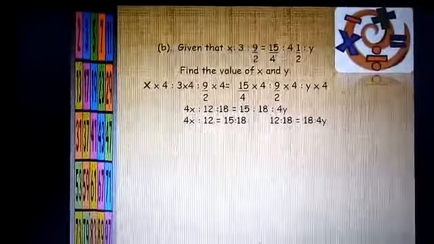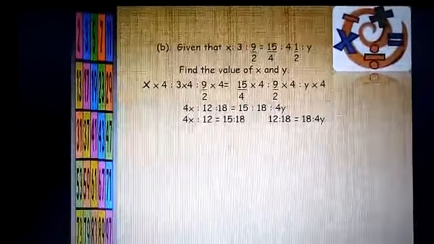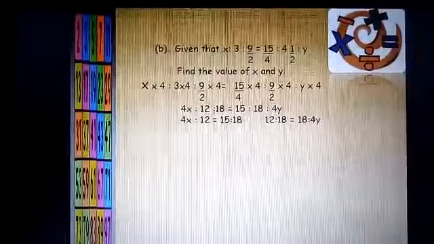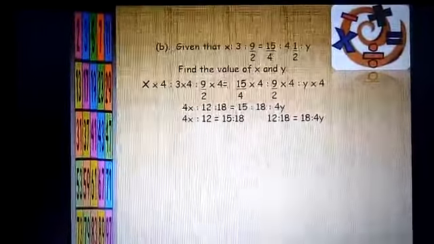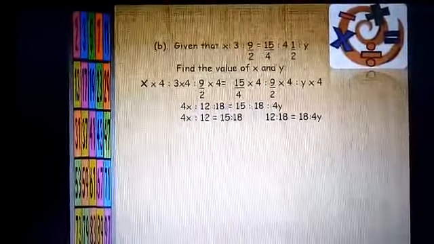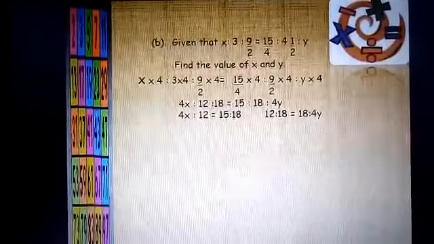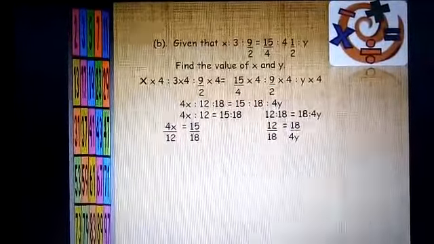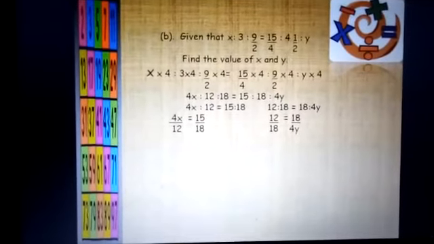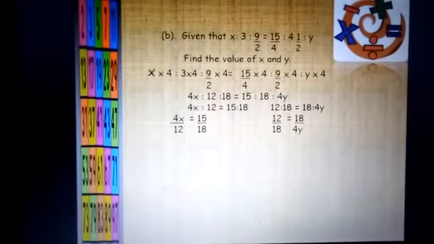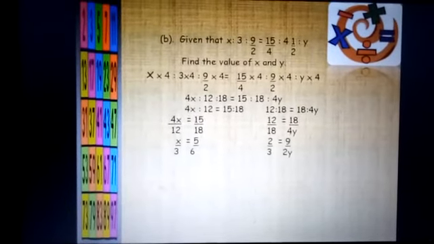4x ratio 12, and from the right hand side we will take the first two ratios, those are 15:18. Now the second and third ratio 12:18 will be equal to the second and third ratio on the right hand side, 12:18 is equal to 18:4y. Now convert the ratios into fractions, that is 4x by 12 is equal to 15 by 18, 12 by 18 is equal to 18 by 4y.